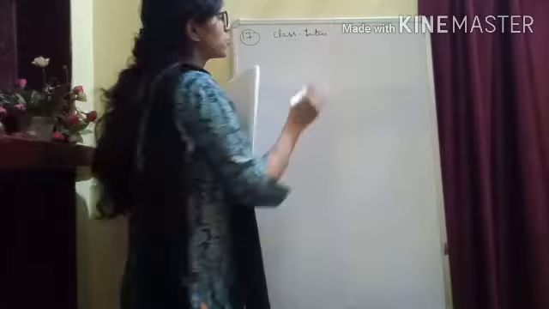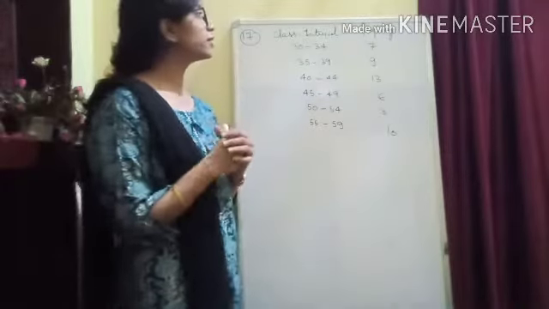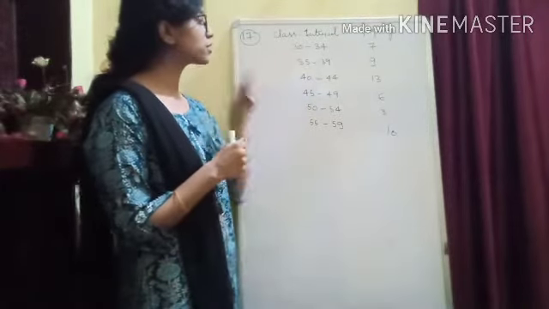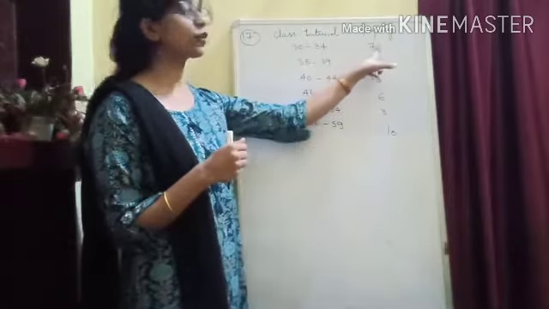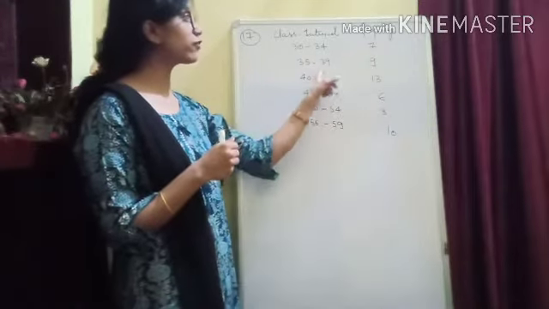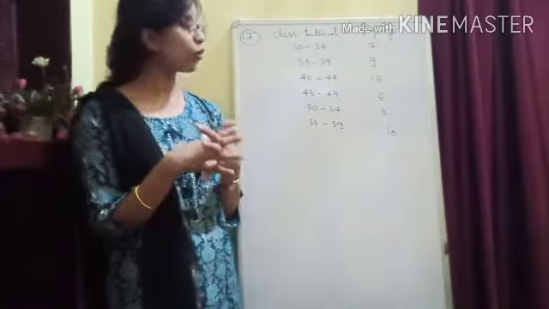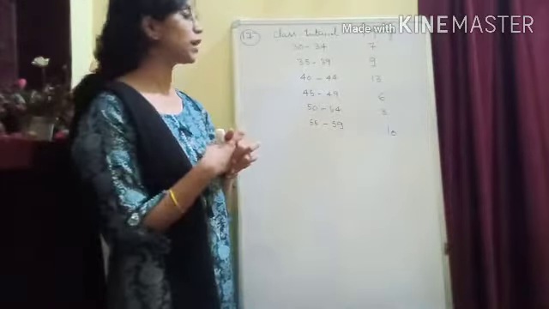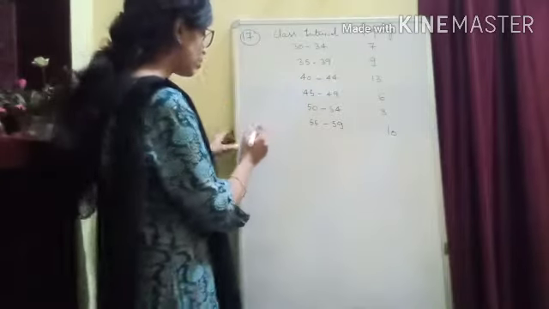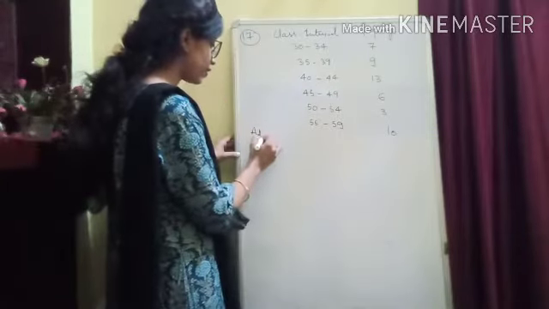Class interval. So here I have made the given table. If you see, it is discontinuous: 30 to 34, the frequency is 7, and then 35 to 39, 9. So first we have to convert it to inclusive form, and for that we will be calculating the adjustment factor. How to calculate the adjustment factor?